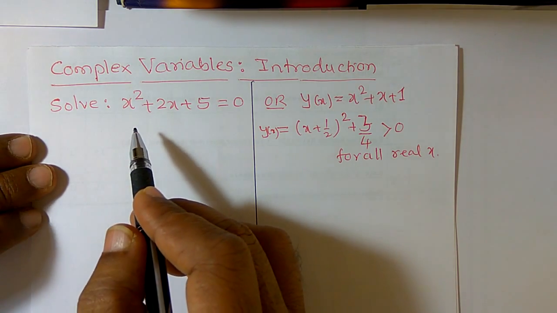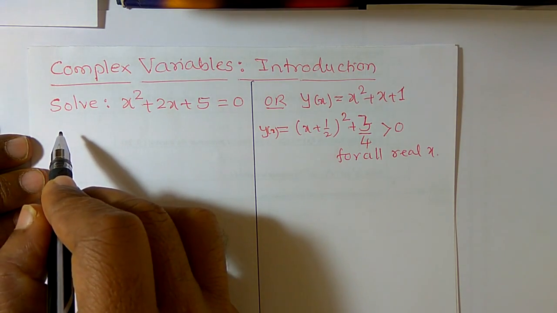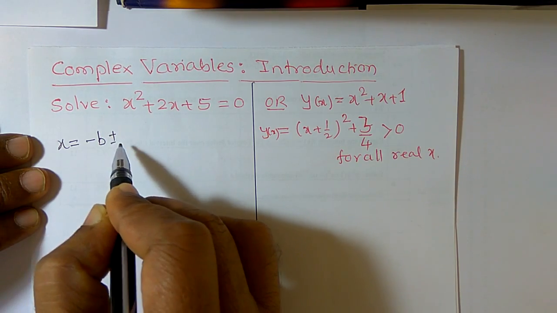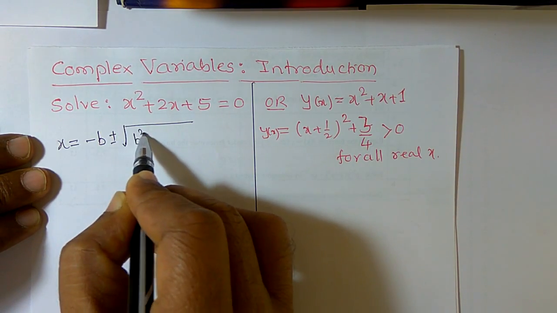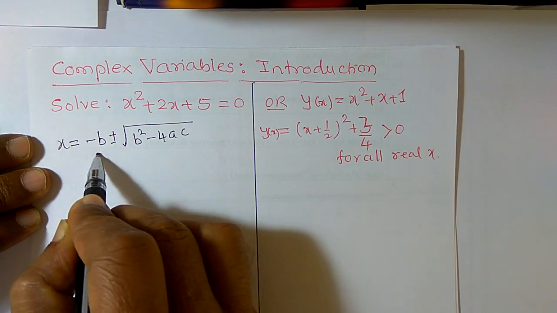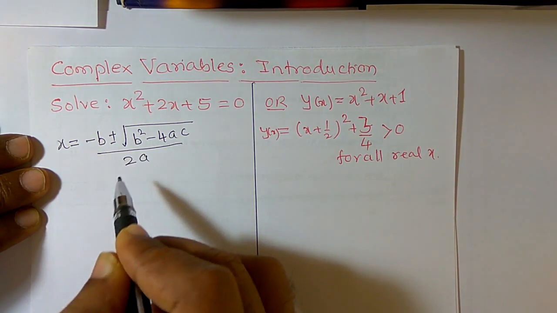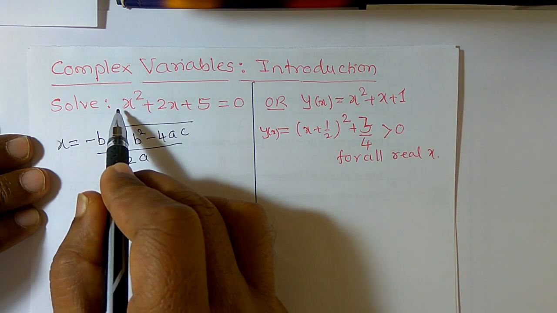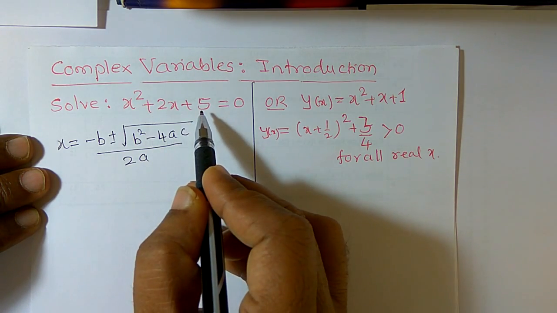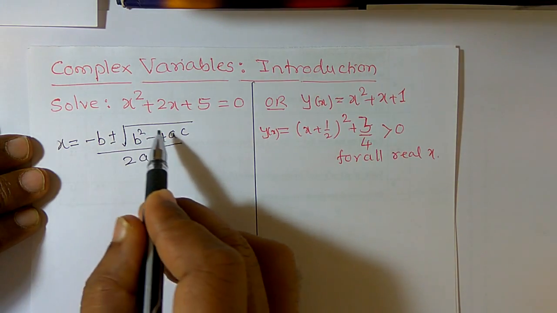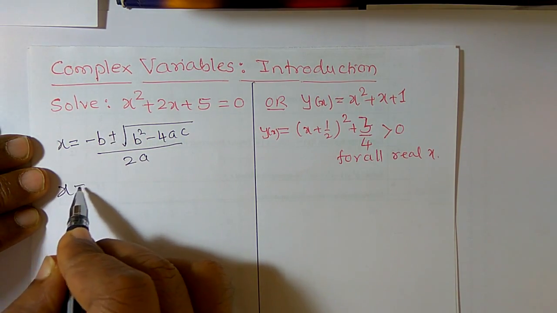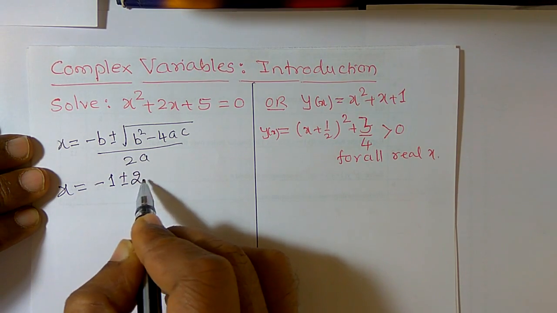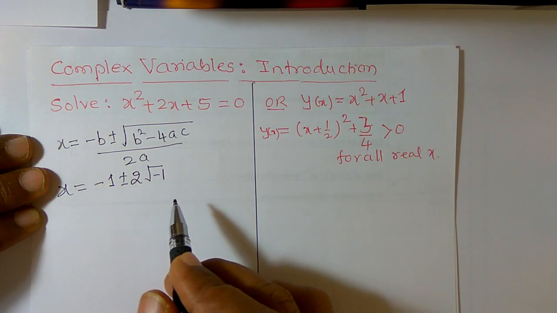But by using the ready-made formula, namely x is equal to minus b plus or minus square root of b square minus 4ac divided by 2a, right? Here, in the ax square plus bx plus c form, a means 1, b means 2, c means 5. I will substitute all these values in this formula and finally I can obtain minus 1 plus or minus 2 times the square root of minus 1.